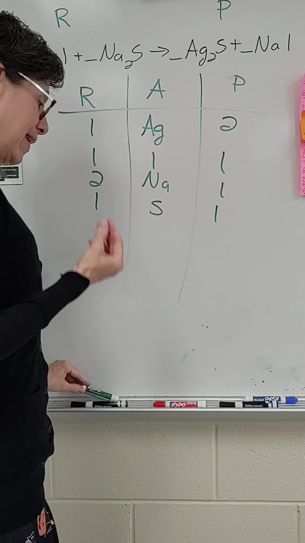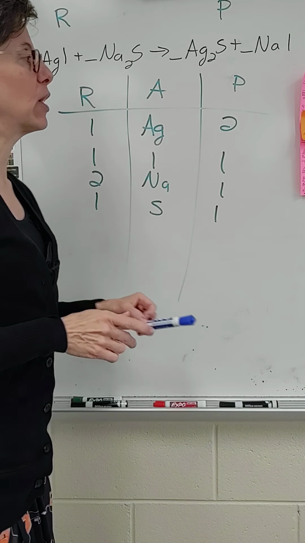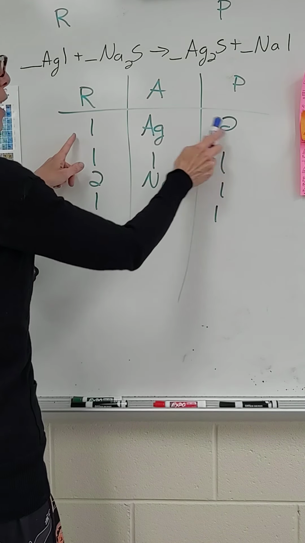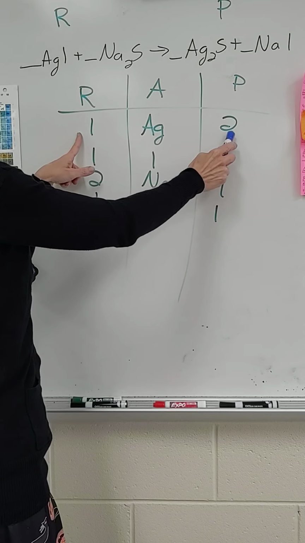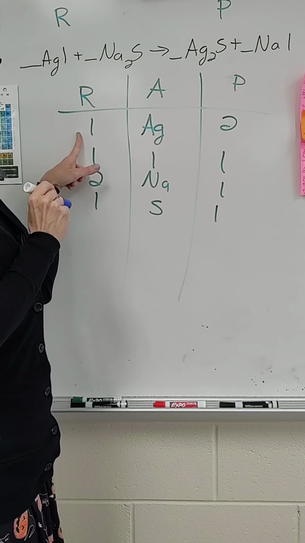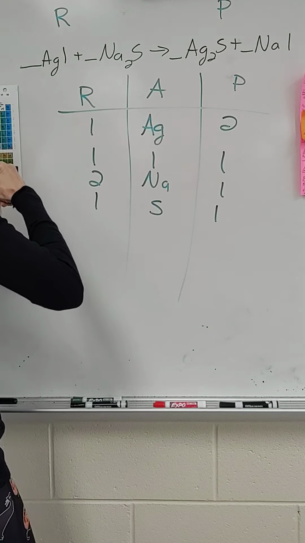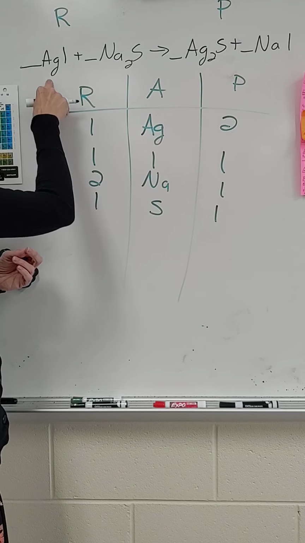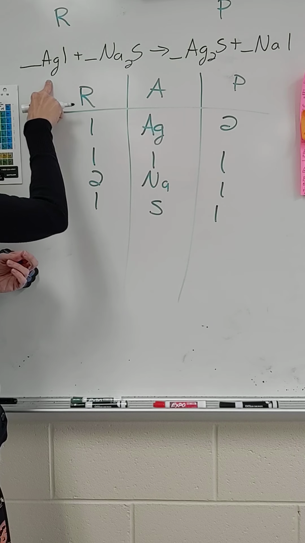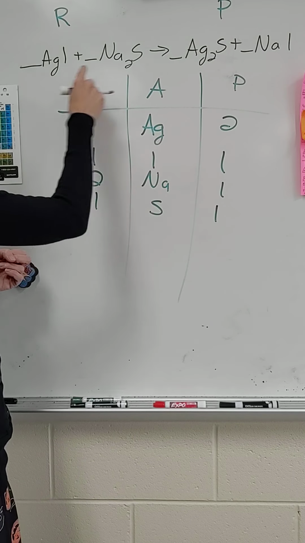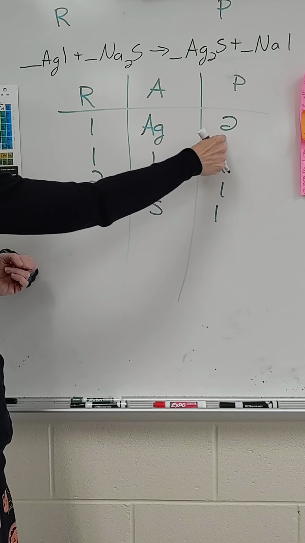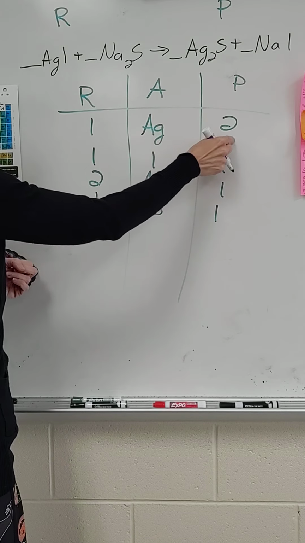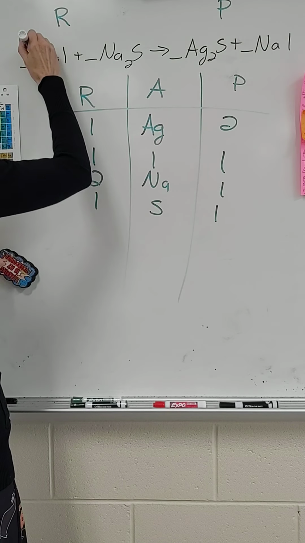Now we're going to start balancing our equation. We have two silvers on the product side, but we need two silvers on the reactant side. The way I do that, I can't just add a silver. I have to find the molecule that has silver in it and multiply that by a number that this number also goes into. In this case, 1 and 2 both go into 2. So I'm going to put a 2 here.